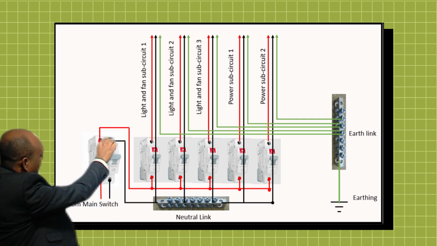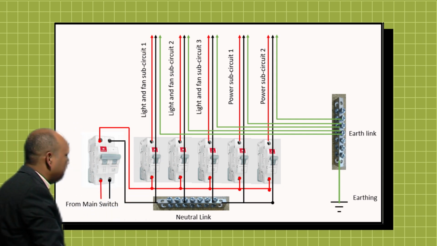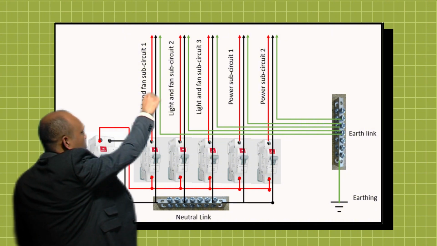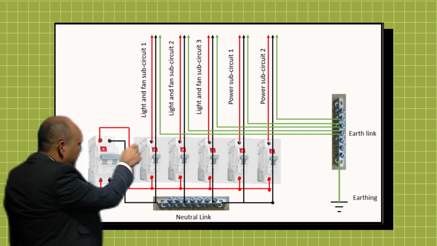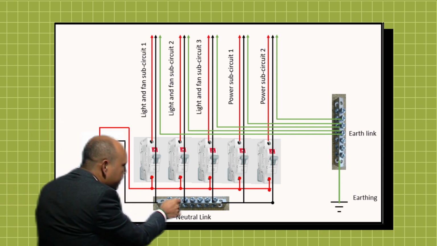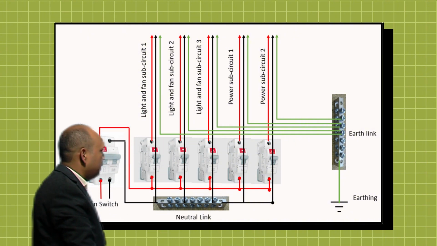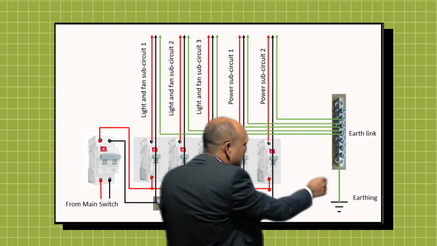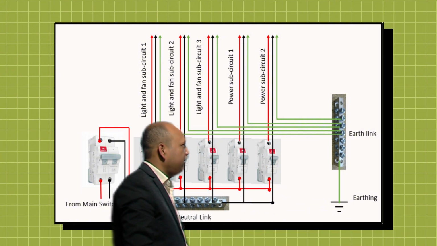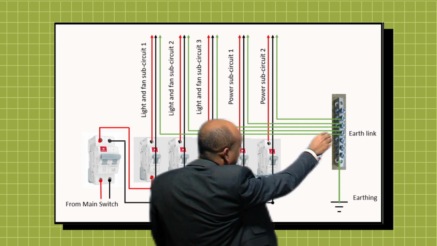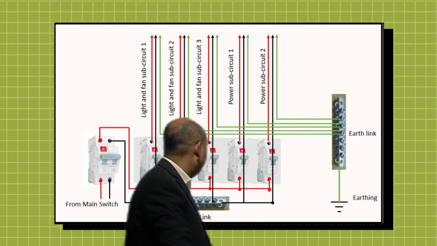So output from the double pole MCB, the live wire goes to different single pole MCBs, and output of the single pole MCBs goes to various sub-circuits. The neutral that comes out of the double pole MCB goes to a neutral link. From the neutral link, the neutral wire is drawn for the various sub-circuits. Then we have this earth link. The earth link on one end is connected to the earthing, that may be your plate earthing or pipe earthing, and from the earth link, the various earthing wires are taken out for whichever sub-circuits require the earthing connection.